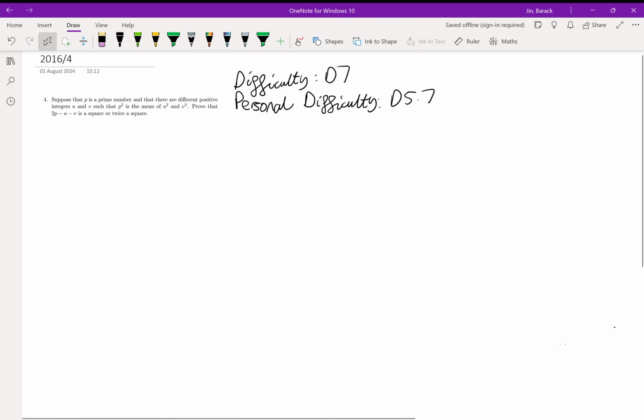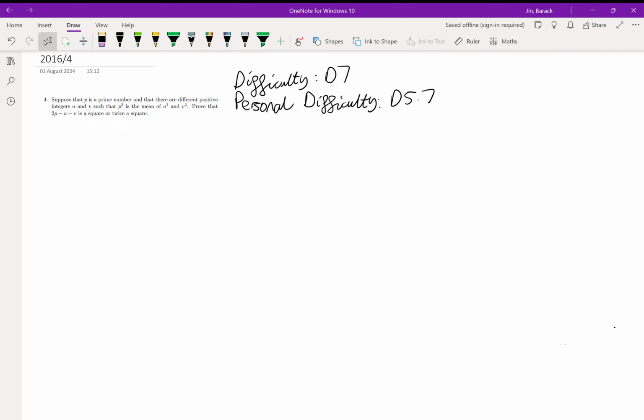Suppose that p is a prime number and there are different positive integers u and v, such that p squared is the mean of u squared and v squared. Prove that 2p minus u minus v is a square or twice a square.